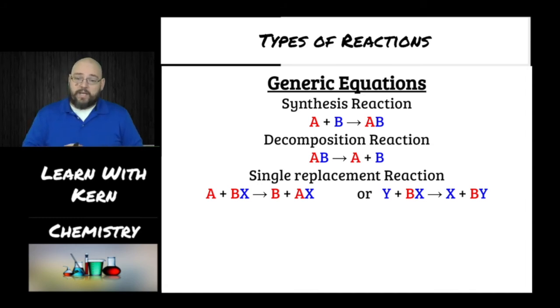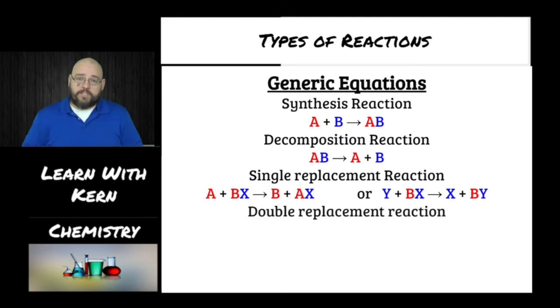Or you could have Y plus BX produces X plus BY. In this case, you'll notice that it's the anion. So you've got a negative element that is replacing the anion in the compound. So you can either have the cations being replaced or you can have the anion being replaced. So those are our two generic equations for a single replacement reaction.